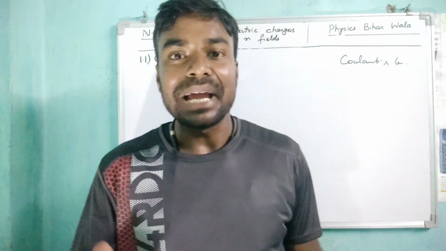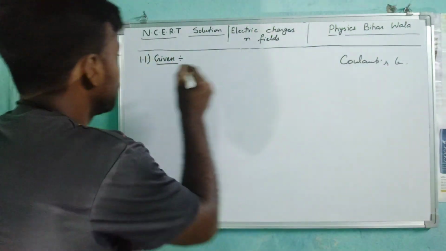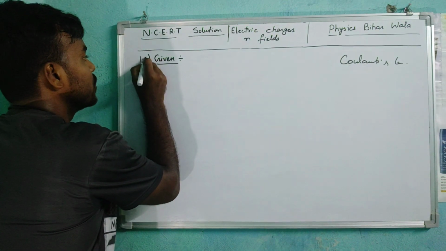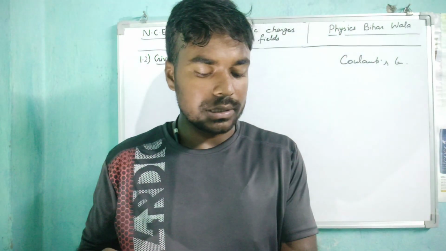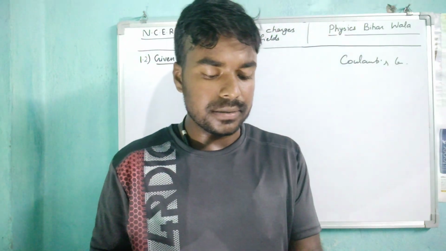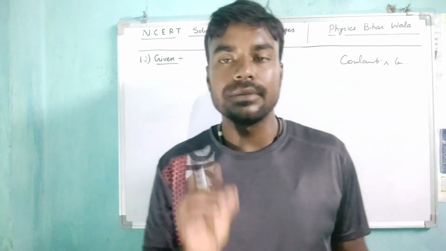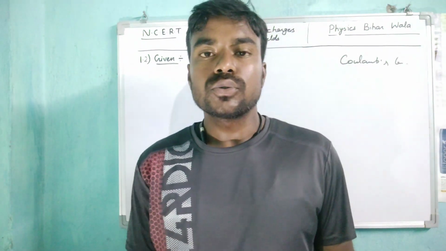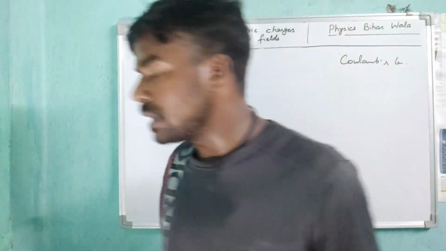Now it is time to see the second question, 1.2. First of all we will write the given data. Let's see what the question is. The electrostatic force on a small sphere of charge 0.4 microcoulomb due to another small sphere of charge minus 0.8 microcoulomb in air is 0.2 Newton. You can see the question given in the exercise. Two charged particles and the force between them are already given. So let us write first.